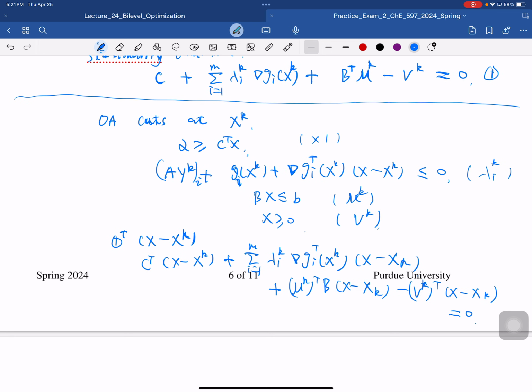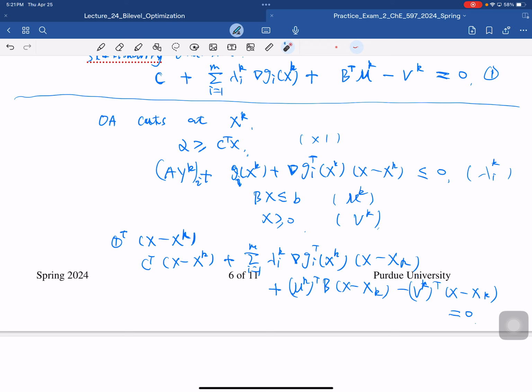Okay. So now you will find out that after you do the aggregation, all the terms related to x will be canceled out by this equation. Just plug in this equation to the aggregation of OA cuts. Then you will get a generalized Bender's cut.